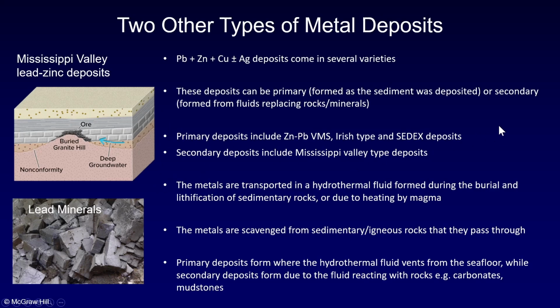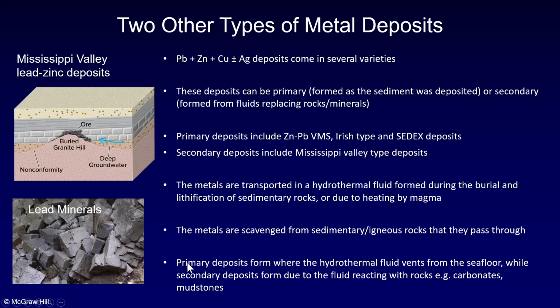So in all of these instances, the metals, the lead and zinc, are being transported in hydrothermal fluids which formed during the burial and lithification of sedimentary rocks or due to the heating by magma. And so these fluids are circulating through our sequence of sedimentary rocks, and as they circulate through our sequence of sedimentary rocks, they are picking up, they are scavenging lead, zinc, copper, silver as they go.